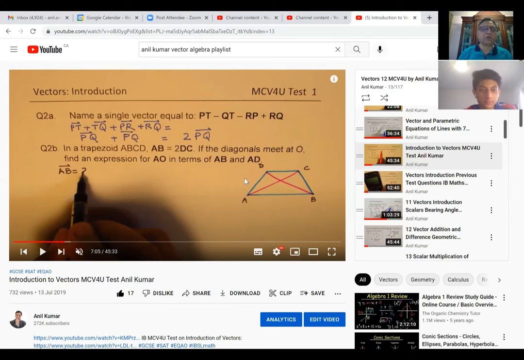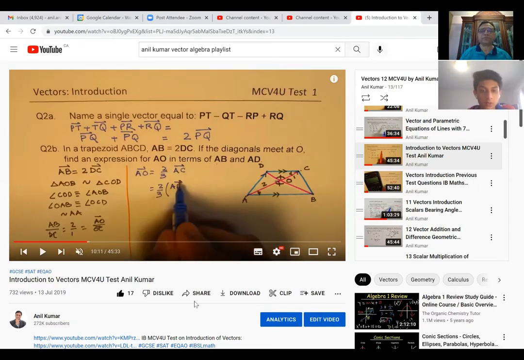Perfect. Now question number 2B. Do you see the trapezoid ABCD? Yes, sir. We are given AB is twice DC. If the diagonals meet at O, that center point we'll label now, find the expression for AO in terms of AB and AD. So how would you approach such a question? Yes, sir. So first, I draw the vector arrows. Okay. So we know that AB is equal to 2DC, right? Yes. So I would draw a vector arrow from A to B and then from B to C, sir.